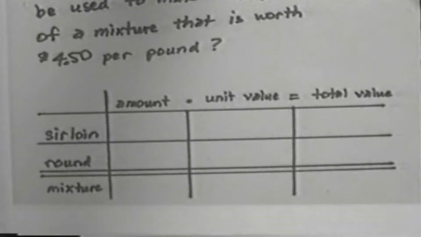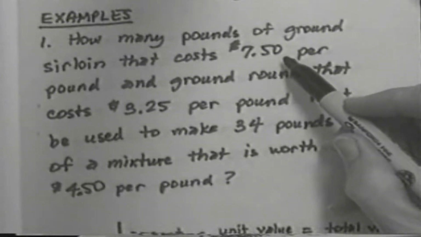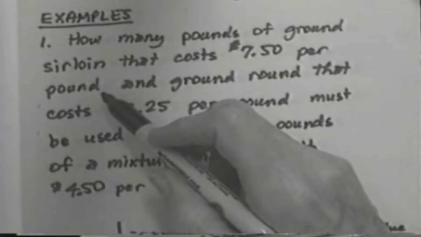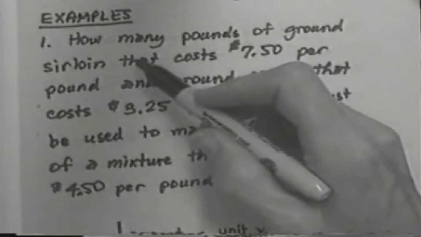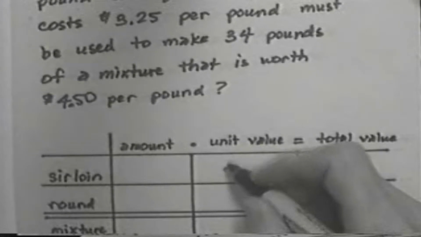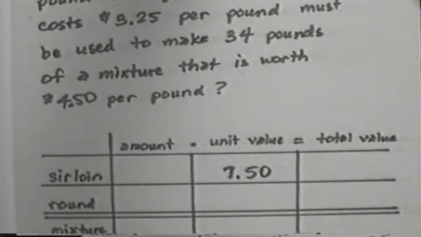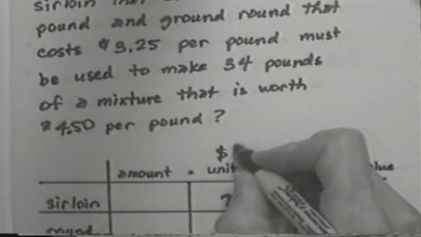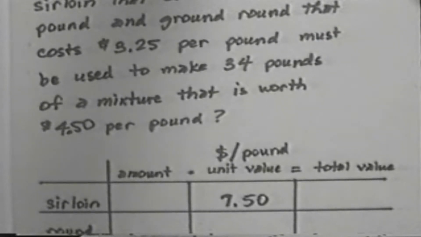Now we go back to the numbers, and we notice that the first number in the problem is $7.50. This is the price per pound, which means it is the value of 1 unit, the cost per pound, for sirloin. So the $7.50 goes in the unit value position for sirloin. We leave the dollar sign off just to avoid clutter, but the unit value is the cost per pound, money per pound.